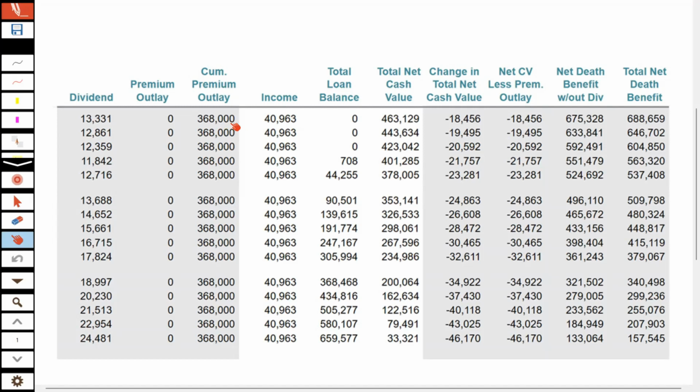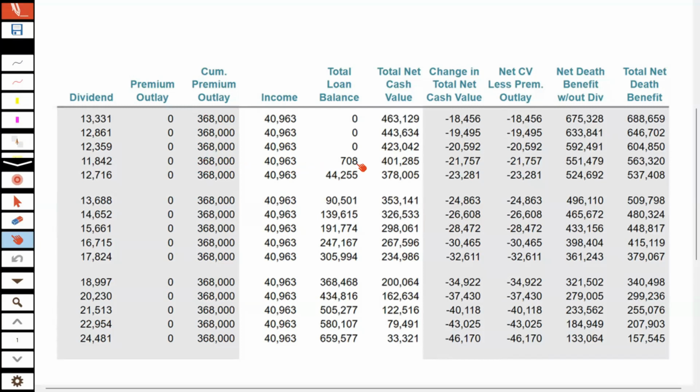So what happens is when you start taking income from your policy, first, you are withdrawing your cost basis. Okay, so your cost basis is this 368. You're withdrawing that amount first, and whenever you withdraw a cost basis from any sort of asset, there's no taxation on that.